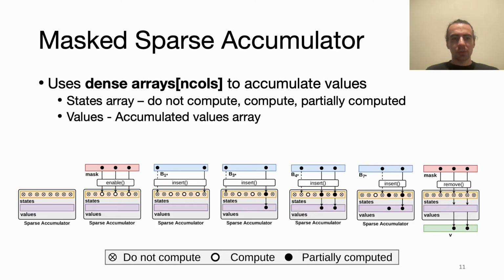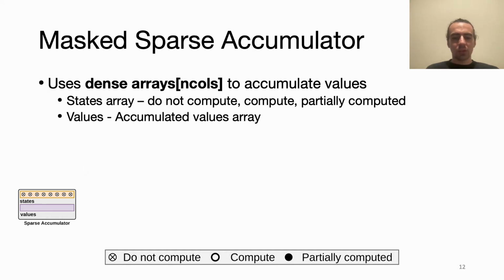Now I will show you the first of our algorithms, which is called mask sparse accumulator. It uses dense arrays to accumulate values. It uses two different arrays. The first one is a states array, and each state can have three values: do not compute, compute, or partially computed, and a values array, which contains cumulative values. Initially, all states are set to do not compute, and all values in the value array have undefined values.